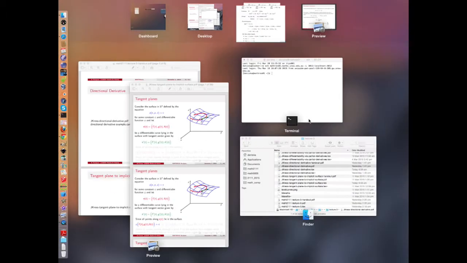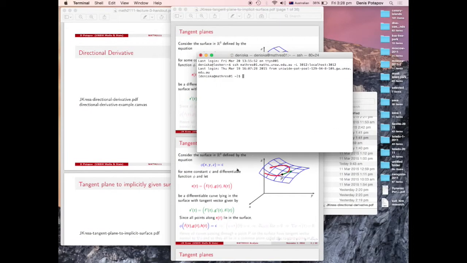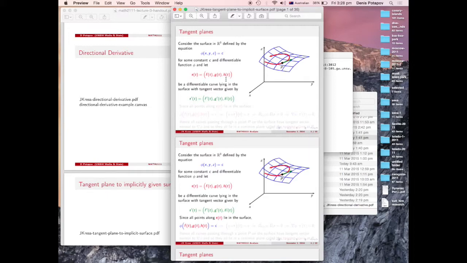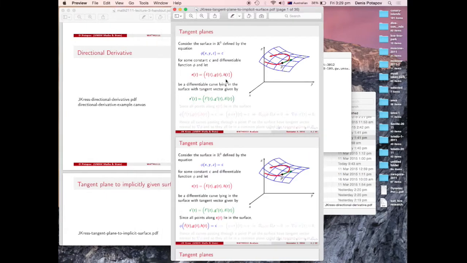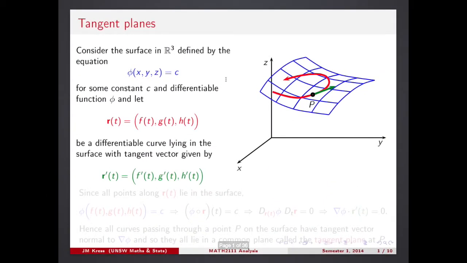Let's just go back to, yeah, that's the one, that's this file. It's the one, again, put together by Jonathan Kress. So we'll just read through this.